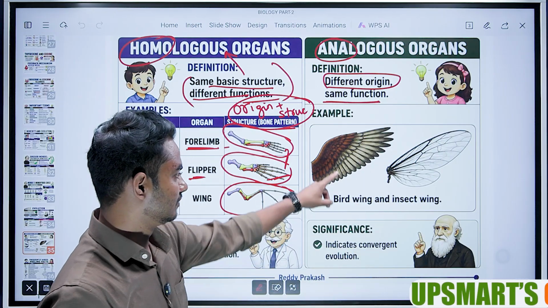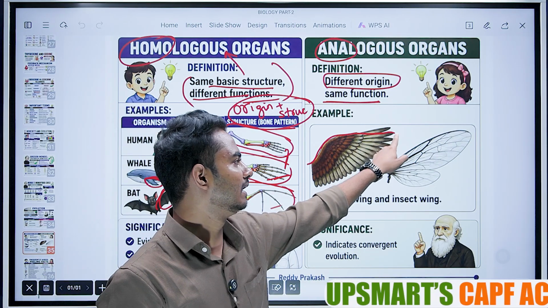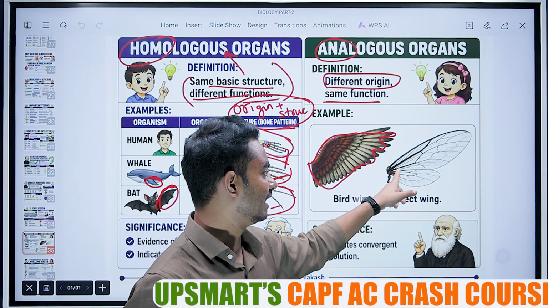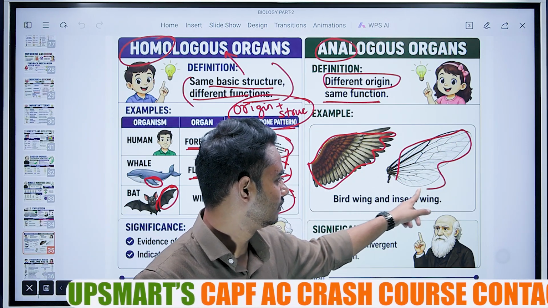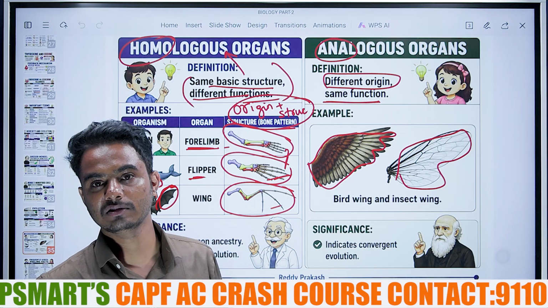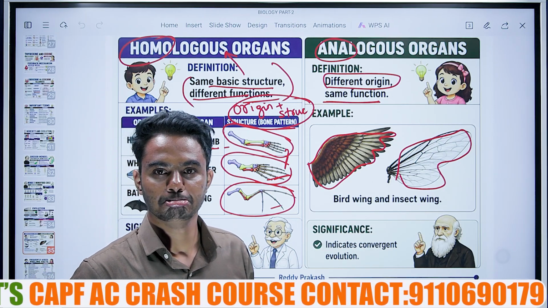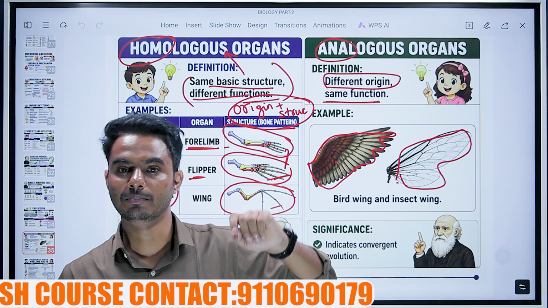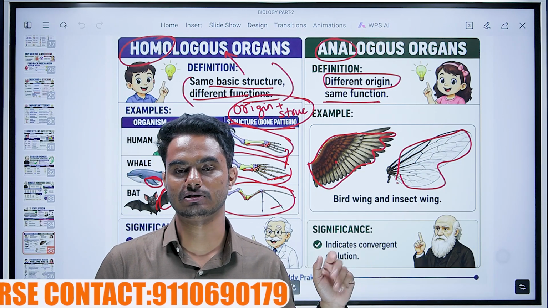Now you have seen the bird wing, right? This is a bird wing, an eagle's wing. This is a dragonfly, and it is its wing. You think both will have the same bone structure? No, sir. It is also for flying only. But both do not have the same bone structure, sir.